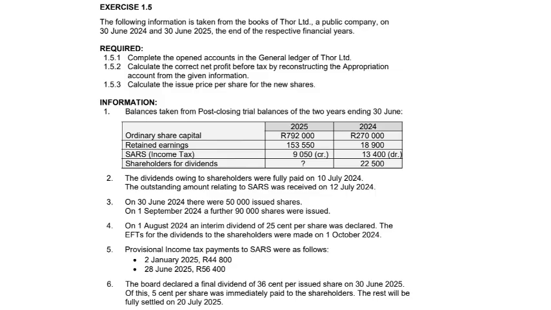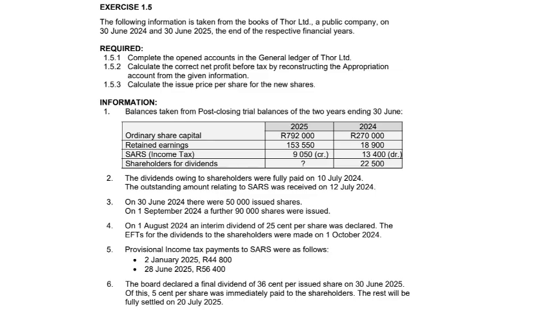Number 2, the dividends owing to shareholders were fully paid on 10 July 2024. The outstanding amount relating to SARS was received on 12 July 2024. Number 3, on 30 June 2024, there were 50,000 issued shares. On 1 September 2024, a further 90,000 shares were issued. Number 4, on 1 August 2024, an interim dividend of 25 cents per share was declared. The EFTs for the dividends to the shareholders were made on 1 October 2024.